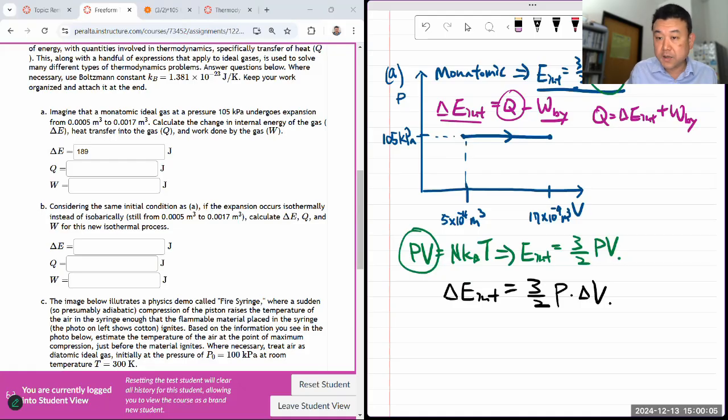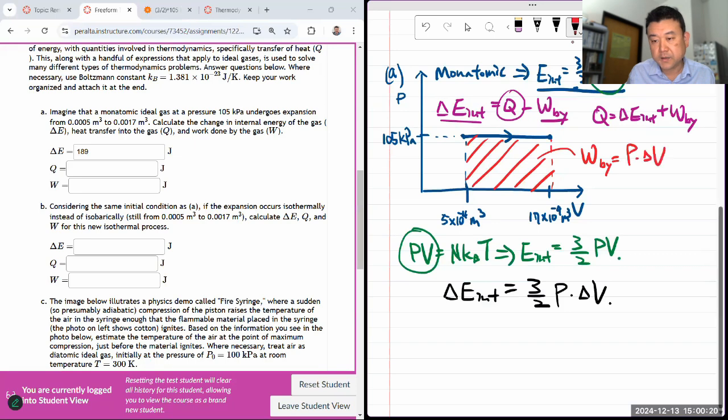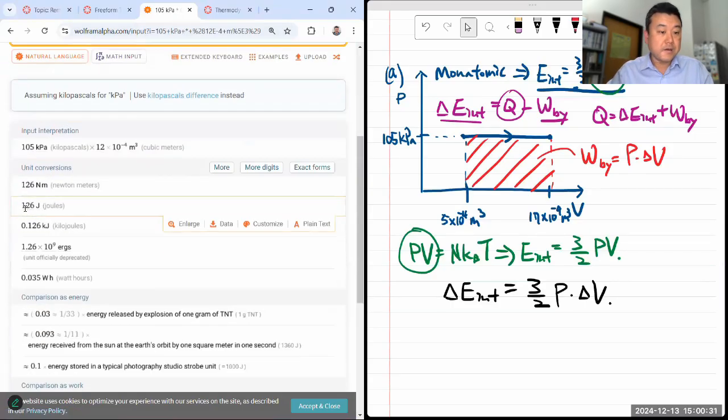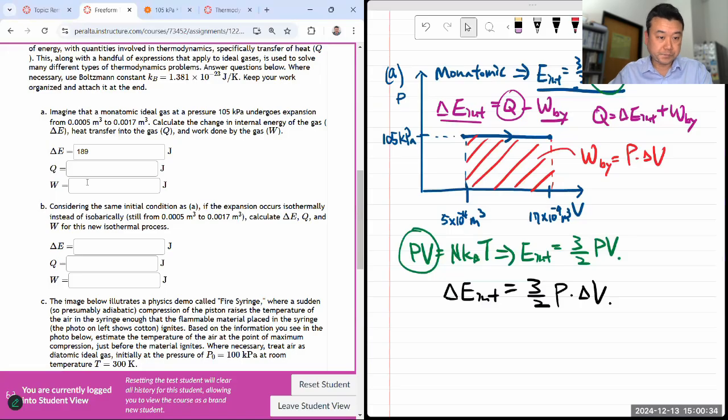So let's calculate the work done by the gas. That's pretty easy in this case. It's basically area of this rectangle. Or, I guess this is work done by the gas, P times delta V. P is the height, delta V is the width. So here, in fact, I already have P times delta V, just get rid of 3/2. That's my work done, 126 joule. And heat transfer from this expression here is the sum of these two. Oh, I think I can do that in my head. 315. Hopefully I did it correctly.